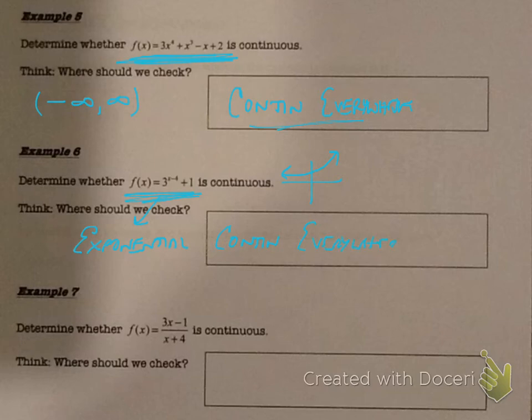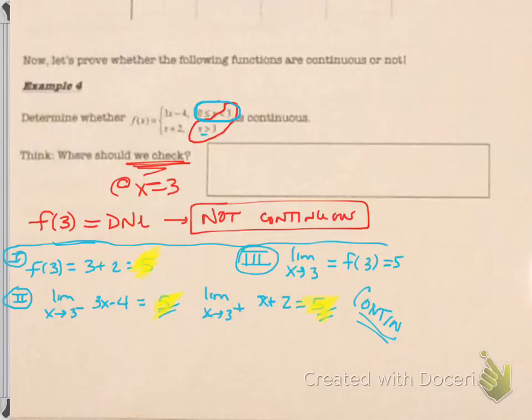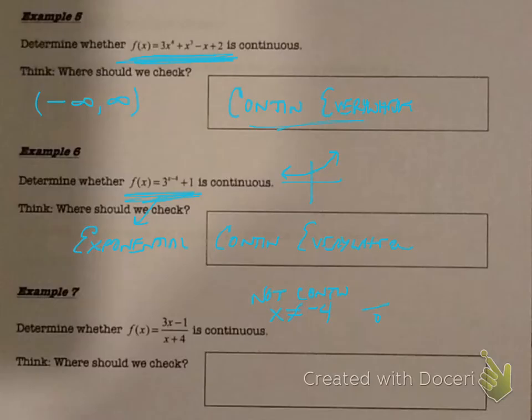But then you get to something like example 7, and it says determine whether this is continuous, and red flags should go off. X cannot equal -4 here. So it's not continuous at -4 because you'd be dividing by 0. We can't have that. So what we're seeing on this page is the idea that there are some key connections to things that we've talked about in the past, and we want to look for those.